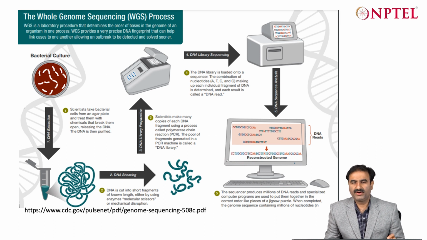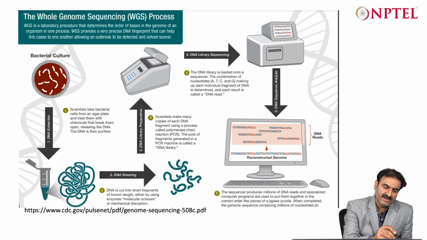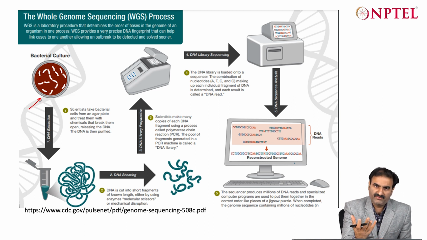So typically your whole genome sequencing of bacteria process would look like this. You will have a bacterial culture in hand in the form of a Petri plate or in a culture tube, a liquid culture. Then you will extract the DNA. You will prefer to extract high molecular weight DNA if you want to go for long reads. And high molecular weight DNA is good for both long read and short read.